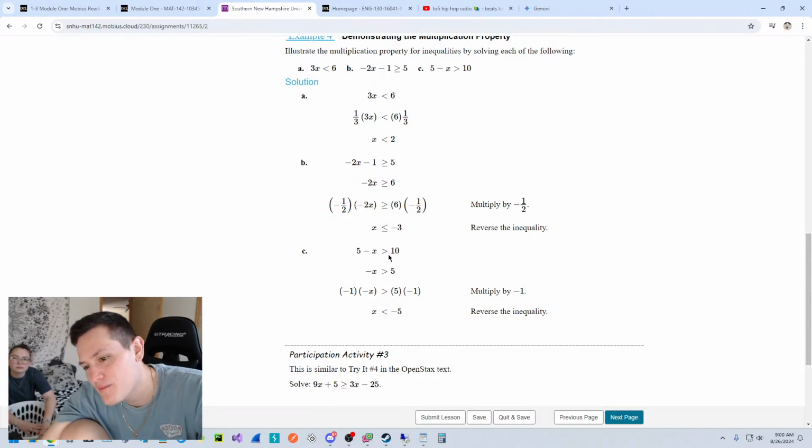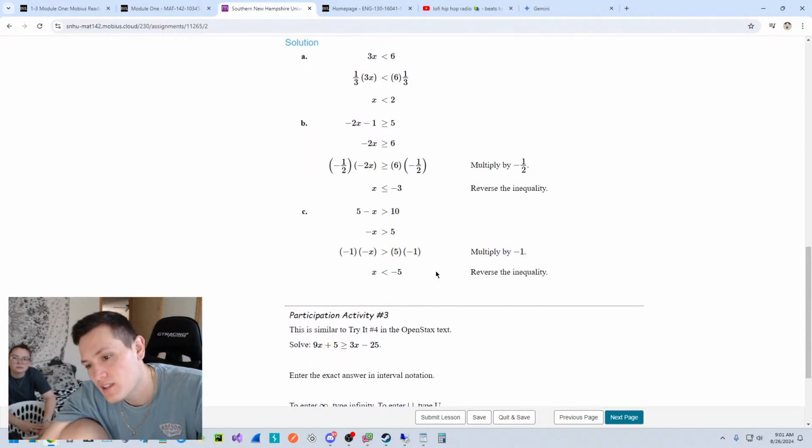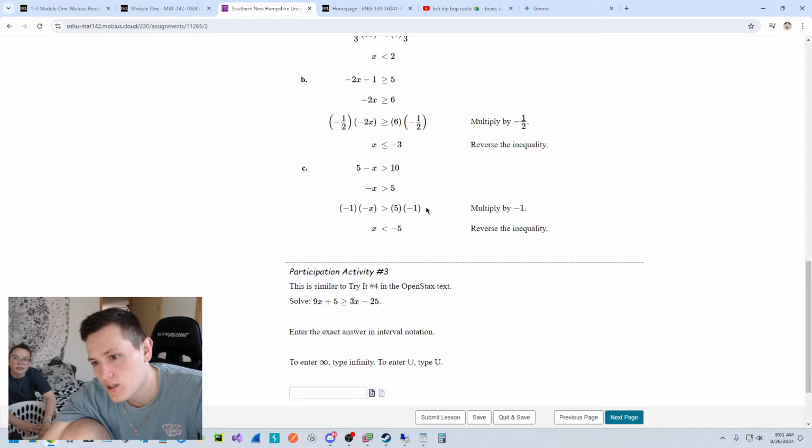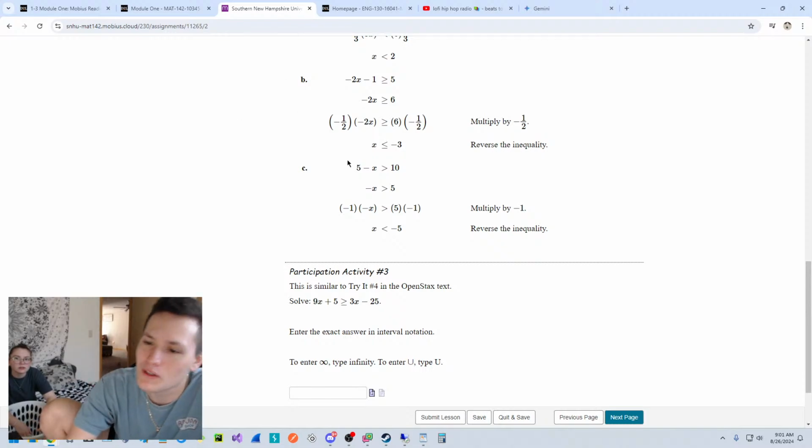Alright, so 5 minus x is greater than 10. So what did they do, they subtracted 5? Because it's a positive 5, you do the opposite. You subtract 5 from 10, it becomes 5. Then you have your negative 5, okay? From here, no, negative x. Negative x is, yeah. This is what messes with me, because I just don't understand.